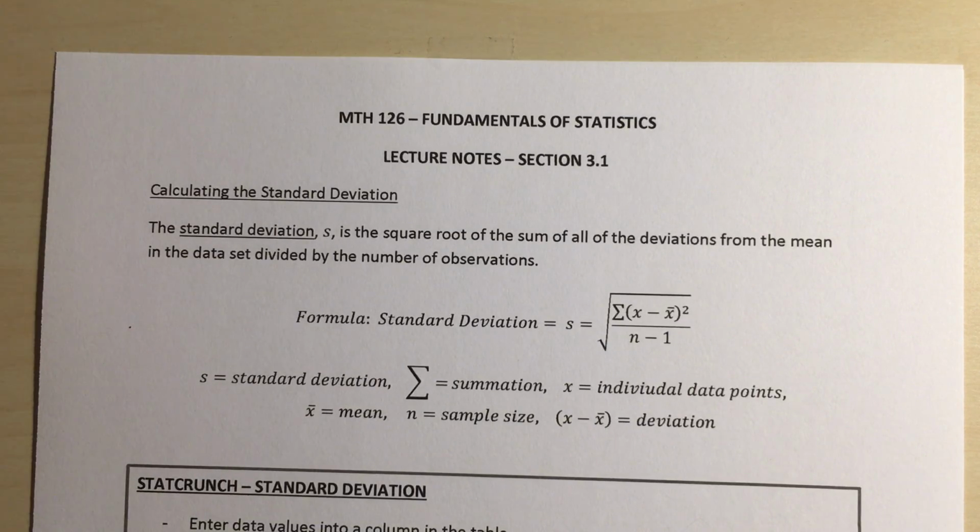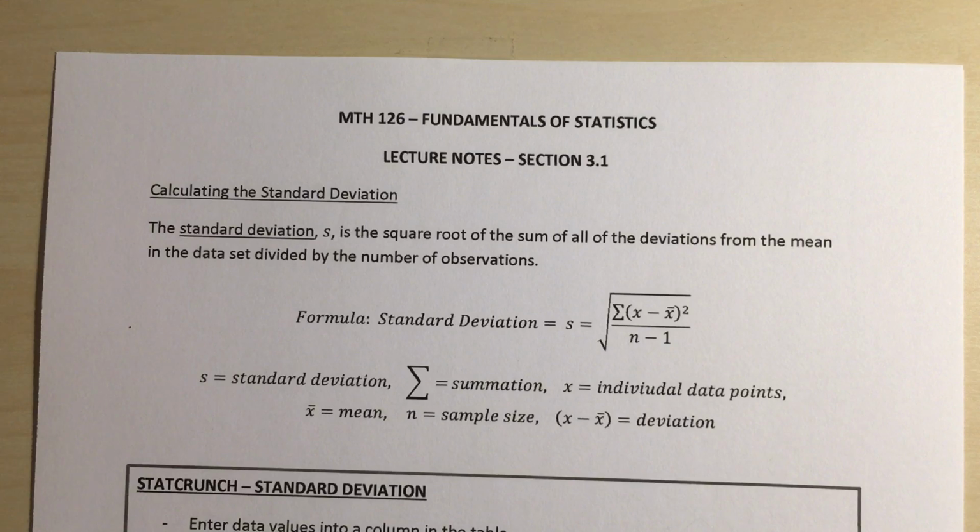All right, so to calculate our standard deviation, we're going to use the letter S to represent our standard deviation. It is going to be the square root of the sum of all of the deviations from the mean in the data set divided by the number of observations. Obviously, that's a pretty wordy definition, and it's a pretty complicated looking formula.